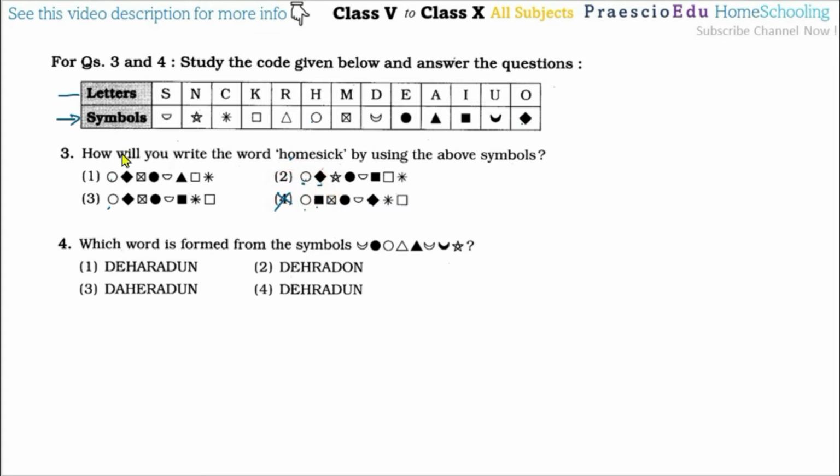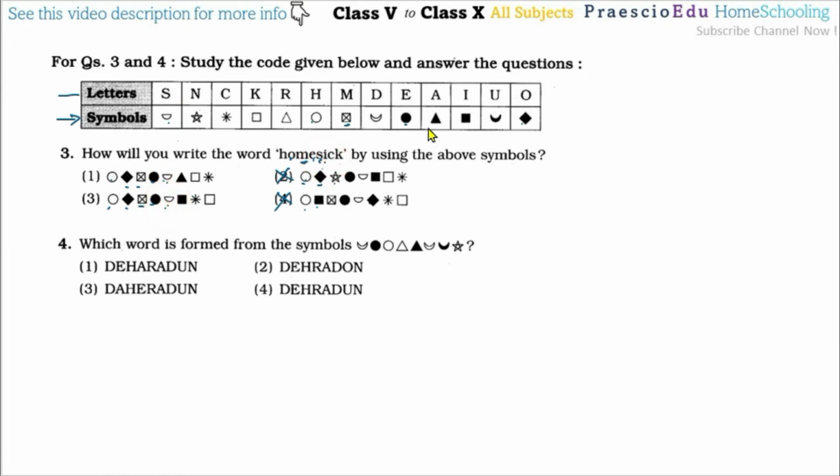So option number 4 is incorrect here. Options 1 and 3 are shown correctly. Then M means this symbol, but here there is a different symbol, so option number 2 is incorrect. Options 1 and 3 are shown correctly. Then E means this solid circle, and here it is the same. After this is S, and S is shown with the correct symbol.